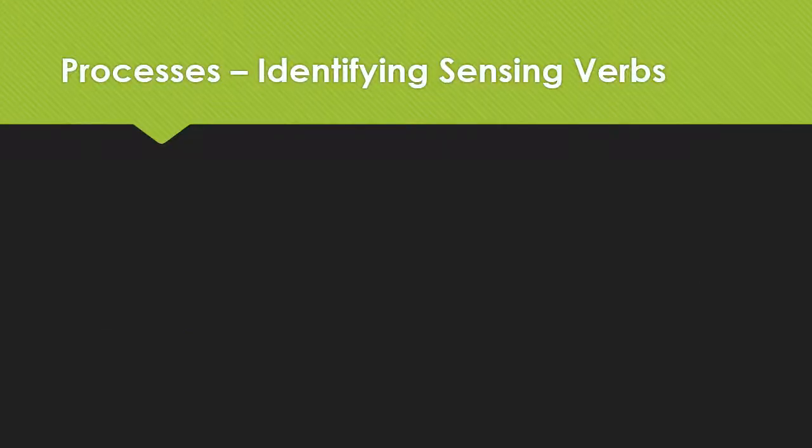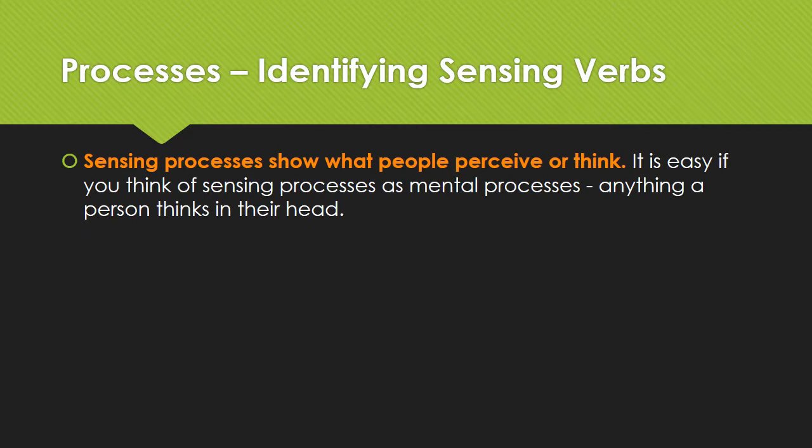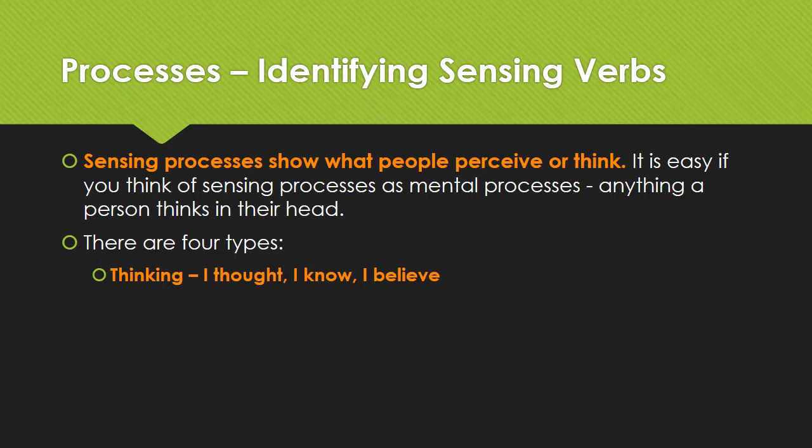So what are sensing processes or sensing verbs? Sensing processes show what people perceive or what they are thinking. It is easy if you think of sensing processes as anything that occurs inside a person's mind. There are 4 types of sensing processes.